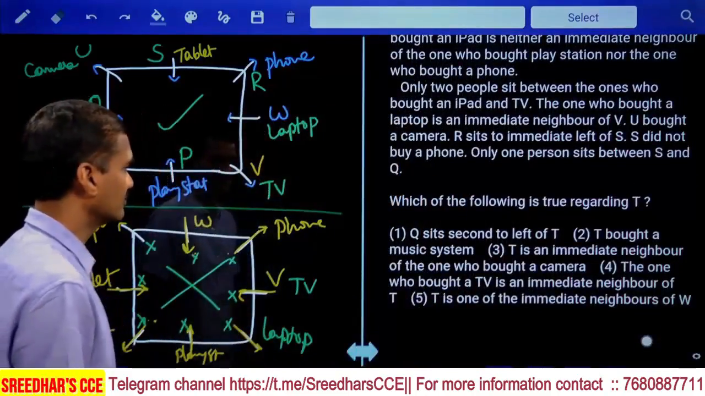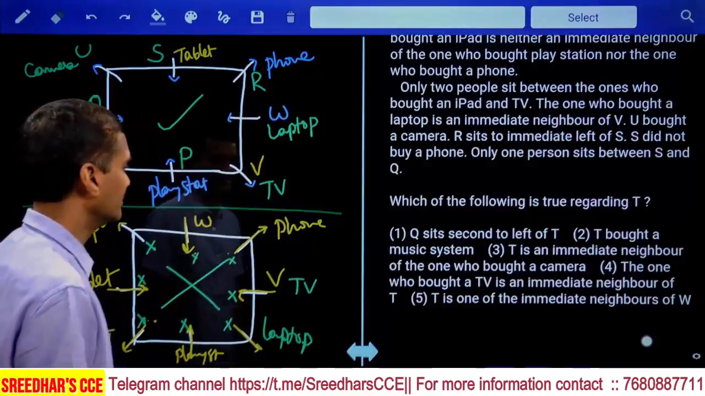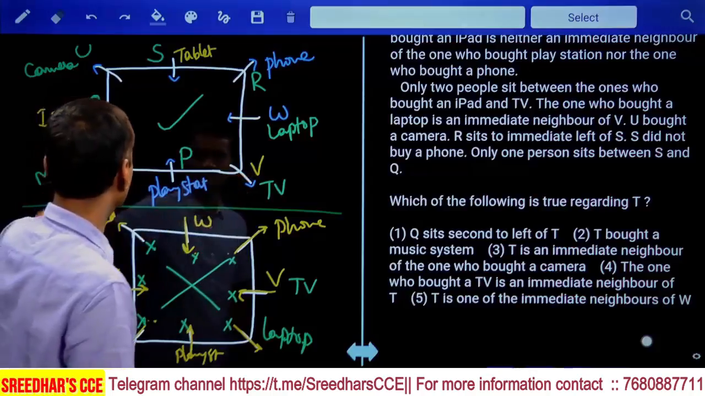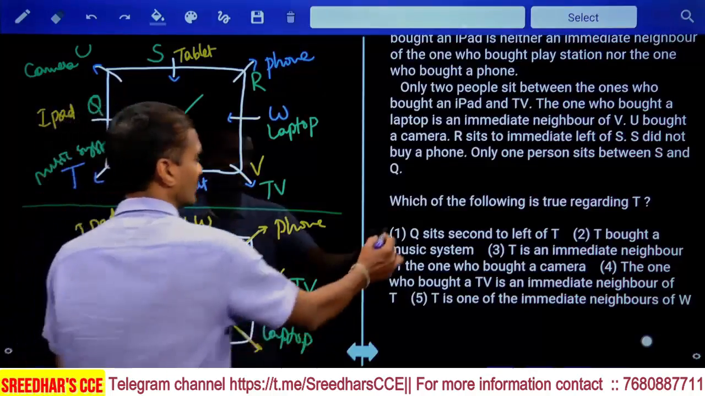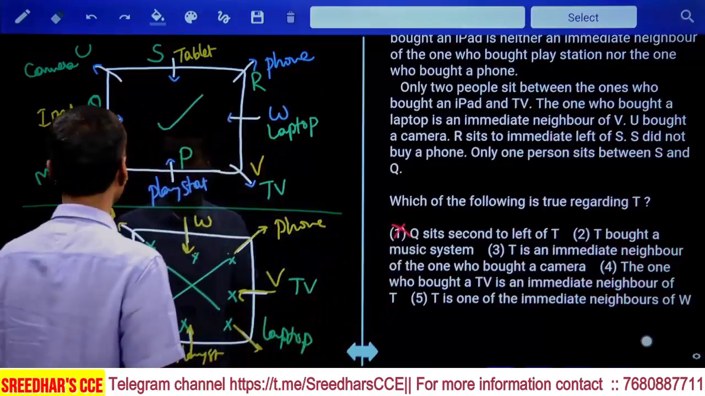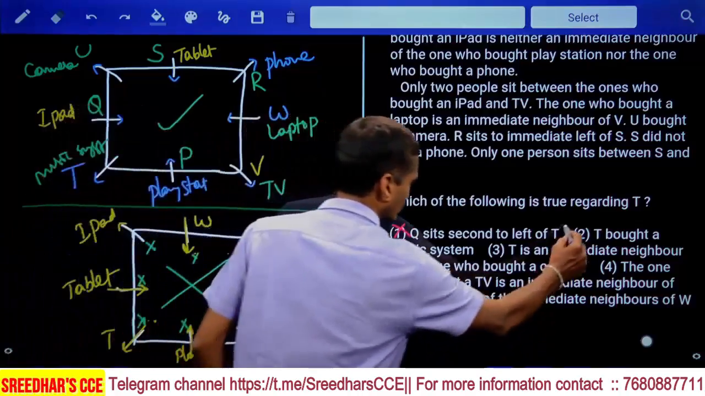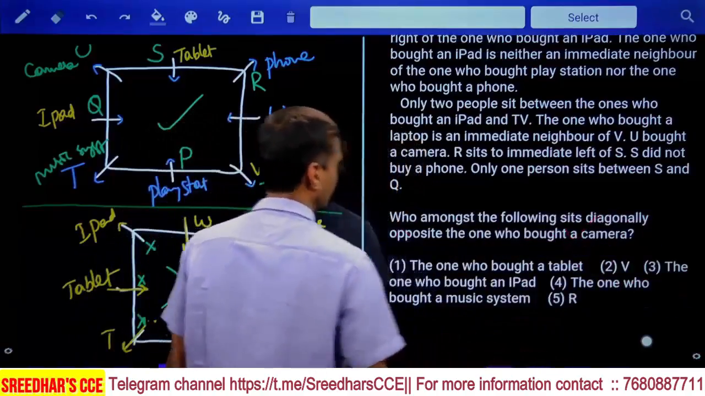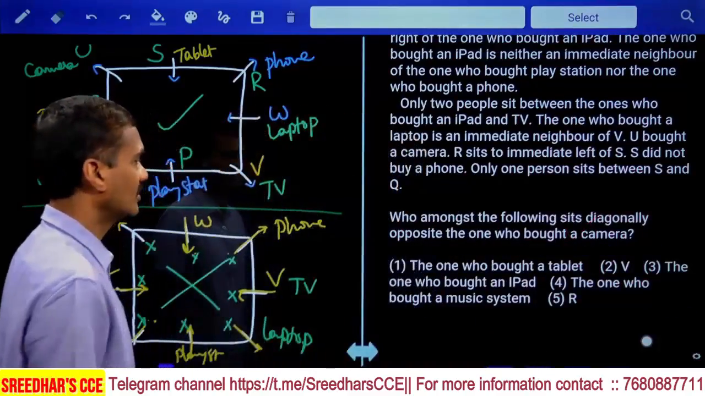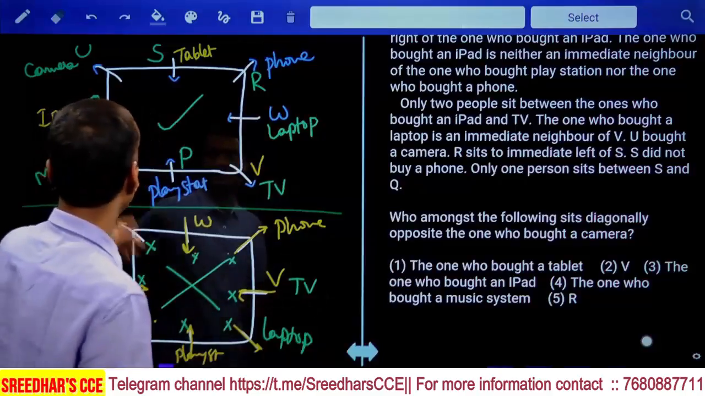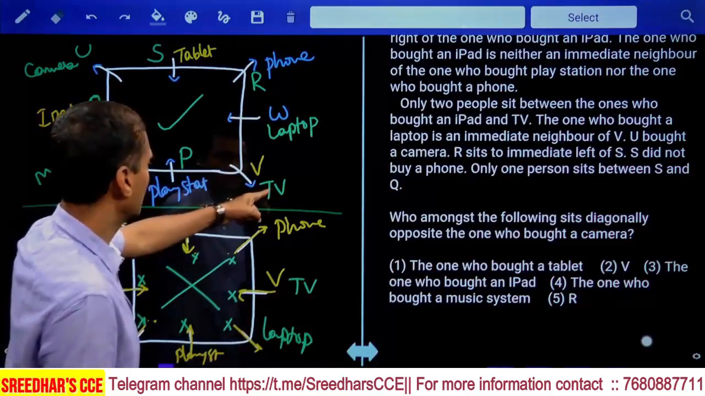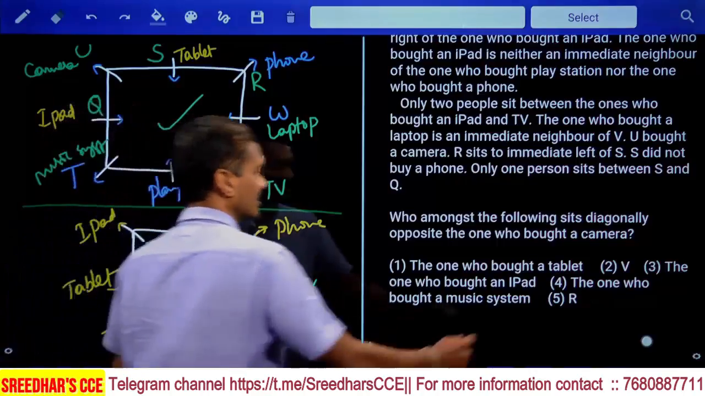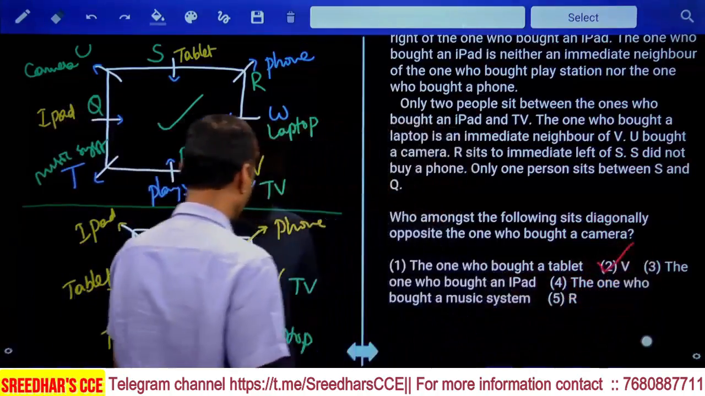Then coming to the first one, which of the following is true regarding T? Q sits second to the left of T is false because Q is to the immediate right. Second, T bought a music system, definitely true. That is choice 2, hence question number 1, choice 2 is the answer. Then question number 2, who among the following sits diagonally opposite the one who bought a camera? V, the one who bought TV, and it is given in choice 2.